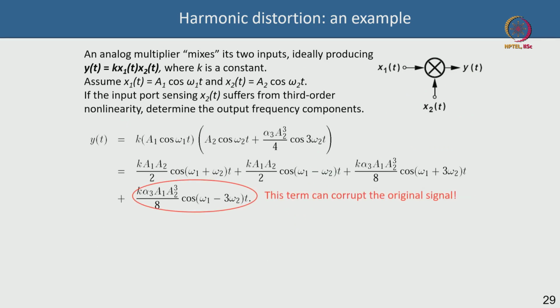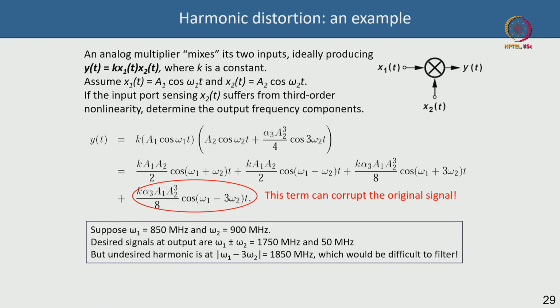I will give an example. I will not go through the math, but this is an intermodulation product distortion. Suppose I have an unwanted signal at 850 megahertz and an unwanted signal at 900 megahertz. They will mix and create signals of 1750 megahertz and 50 megahertz. Okay. Now, what happens?